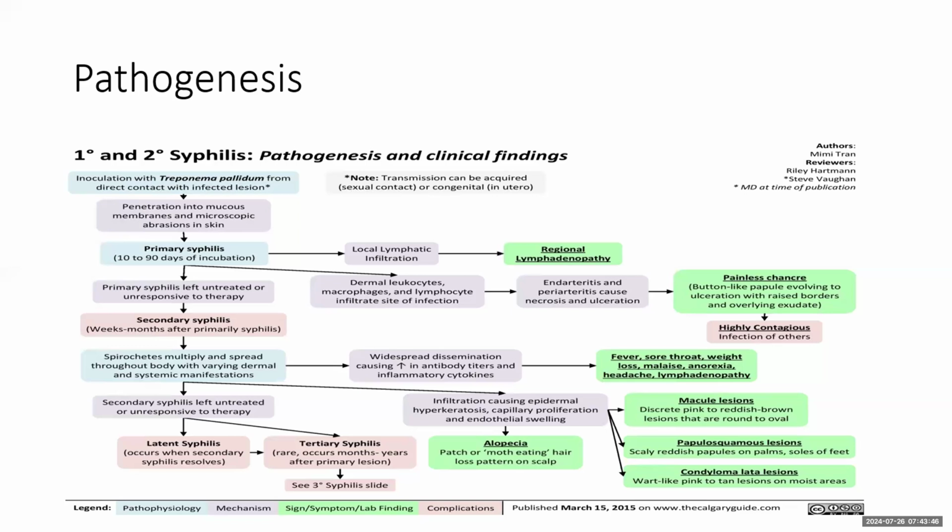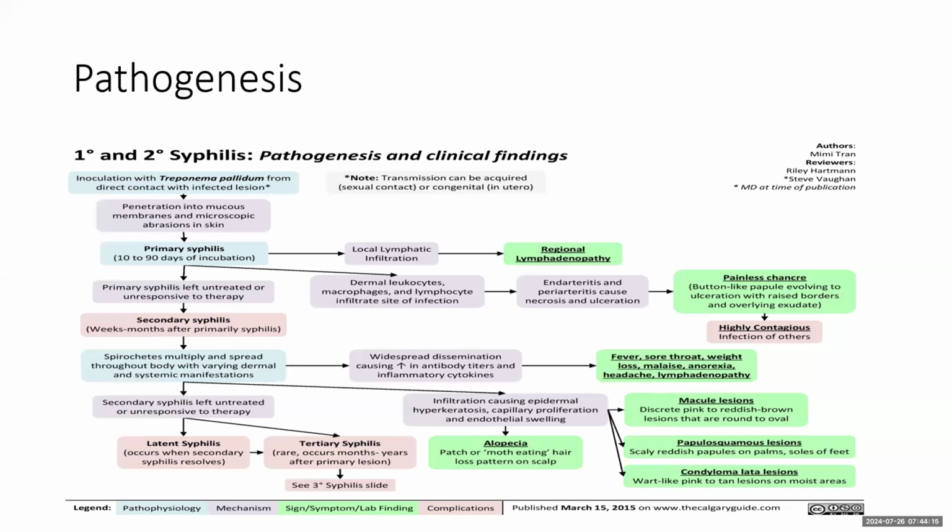Pathogenesis is basically penetration of these bacteria into the mucous membrane through microdermal abrasions. Primary syphilis occurs within 10 to 90 days of incubation. There's local infiltration into the local lymphatics, which causes regional lymphadenopathy. Primary syphilis can also go on, if left untreated.